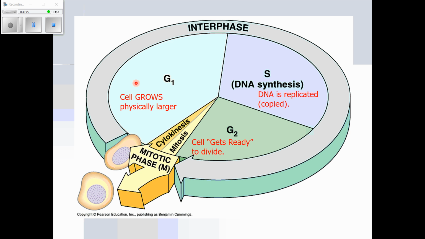So just to review, the cell grows and makes a copy of all of its DNA. And then G2 is when the cell is getting ready to divide. It's making preparations for the division process. So I always think of the G2 as representing getting ready. That's not really what it stands for, but that's just a convenient way to remember it.